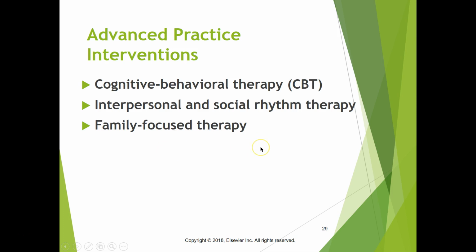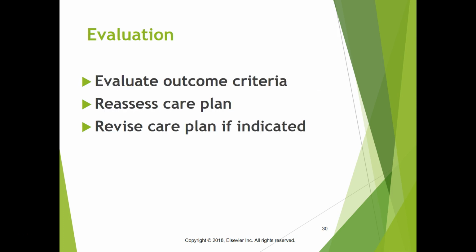Oh, I think I just actually skipped ahead to the next slide already. Sorry about that. Advanced practice interventions: cognitive behavior therapy, different types of therapies, family-focused. Those are things that an advanced practice nurse might do. We're always evaluating outcome criteria, reassessing the care plan, and revising the care plan if indicated.